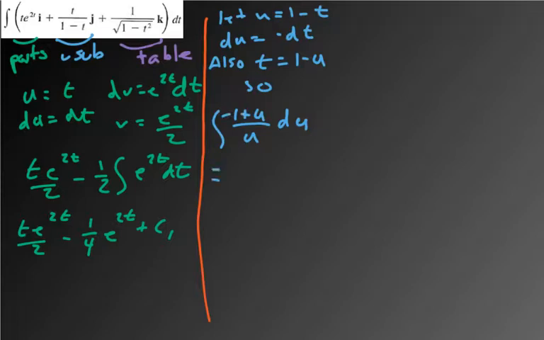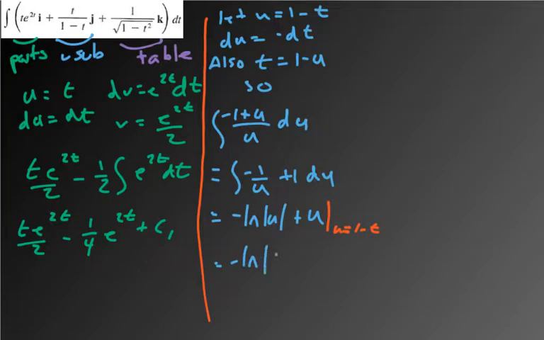And that is a nice integral because you have negative 1 over u, then plus 1, du. And so you'll get negative natural log absolute value u plus u. And then I just want to plug in u equals 1 minus t, just sub that back in. So then you get negative natural log absolute value 1 minus t plus 1 minus t. And then again, you'll have a C2 this time. So that is my J component.